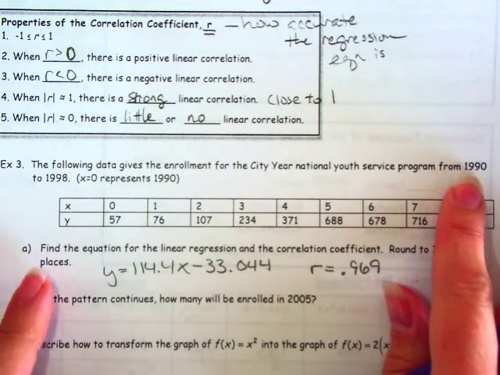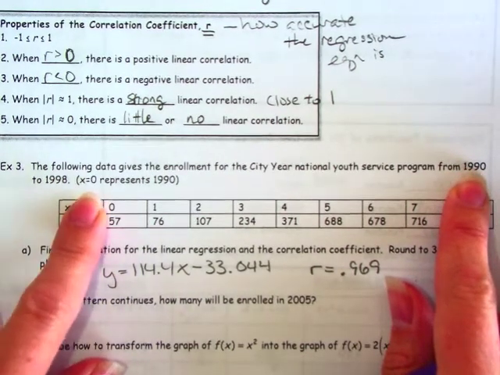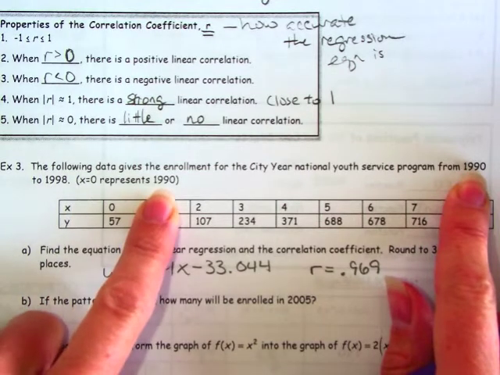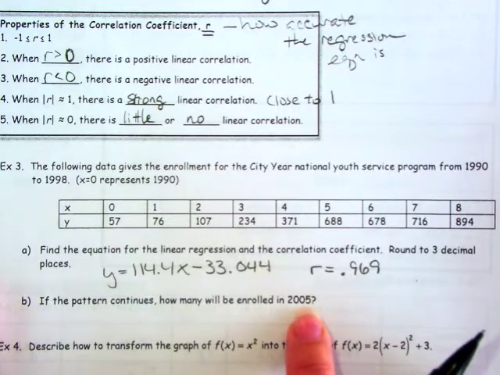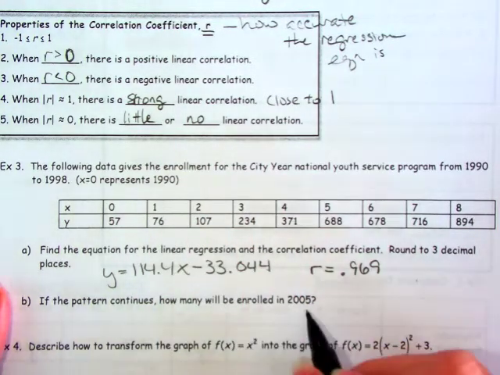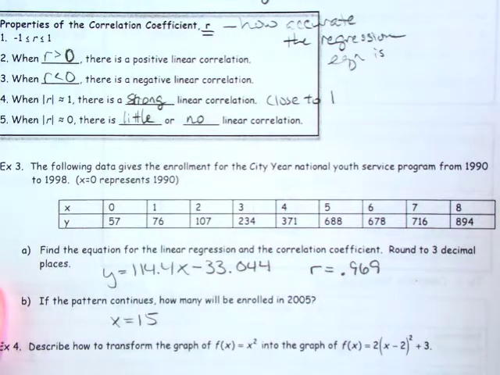All right, so one of the things we didn't really look closely at is what this data actually gives. It's giving data from 1990 to 1998. And we're saying x equals 0 represents 1990. So they have converted the times to their appropriate values. And so we want 2005. And so if I think about it, 2005 is 15 years since 1990. So my x is going to be 15.